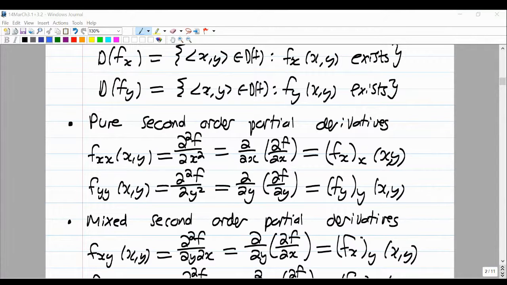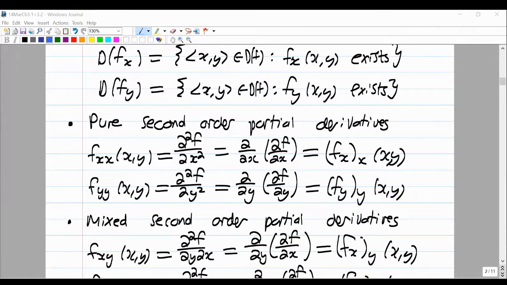Likewise, we can also notate f partial double y. So it is doing 2 partials with respect to y twice. And again, there are various ways of saying the same thing. So you're taking f, partialing it with x, then partialing it with x again. Likewise, f partial double y is taking f, partialing with y, and partialing it with y again.